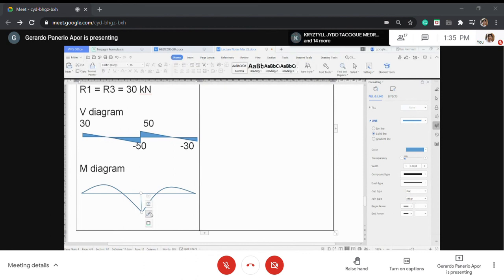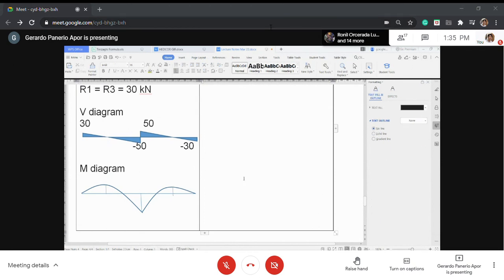Your maximum moment is always at zero shear. So zero shear is here, so the maximum moment must be here. Okay, you can determine that. So this is your moment diagram. So this is now the analysis after.